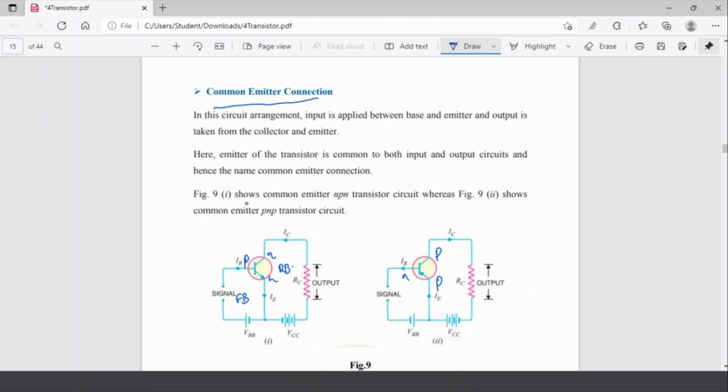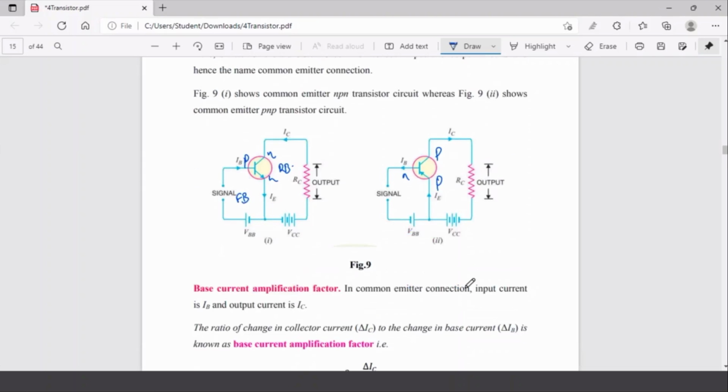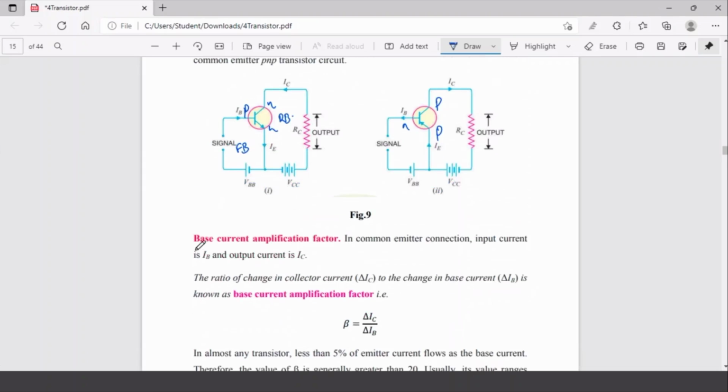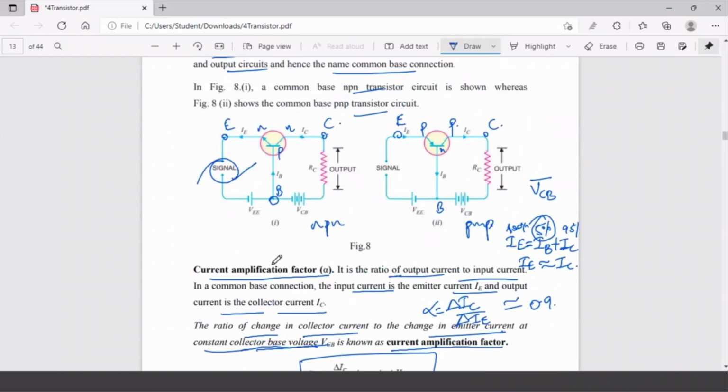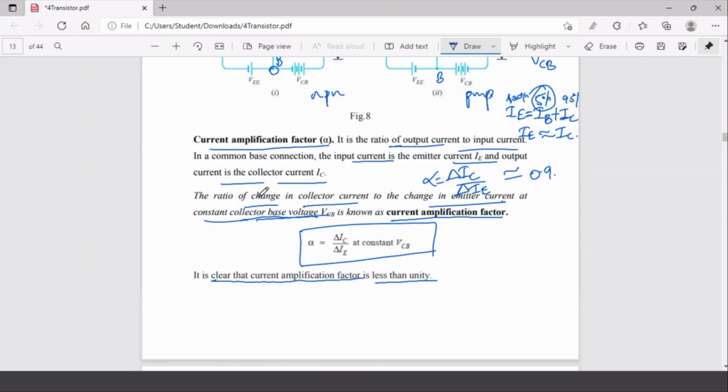So the input is applied between the base and emitter, and output is taken across the collector and emitter by connecting a high resistance across it, RC. Now, what is the base current amplification factor? Here we have seen what alpha is. Alpha is the current amplification factor, delta IC divided by delta IE.